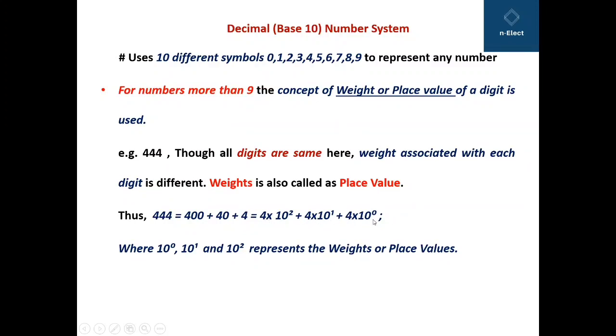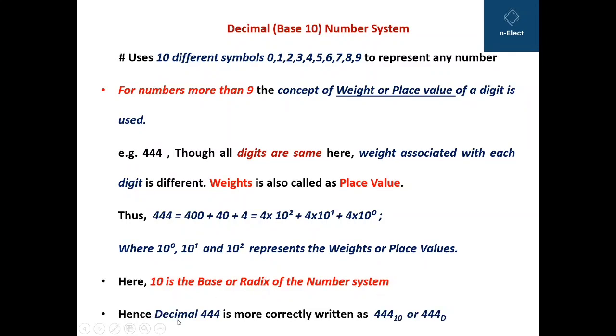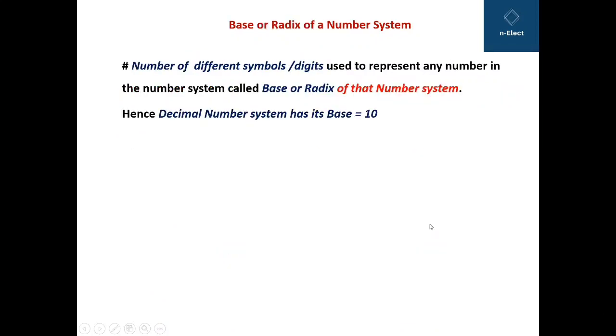Here in this representation, 10 raised to power 0, 10 raised to power 1 and 10 raised to power 2 represent the weights or place values of the digits. Here 10 is the base or radix of the decimal number system. Hence, decimal 444 is more correctly written as 444 to the base 10 or 444 to the base d, where d stands for decimal.